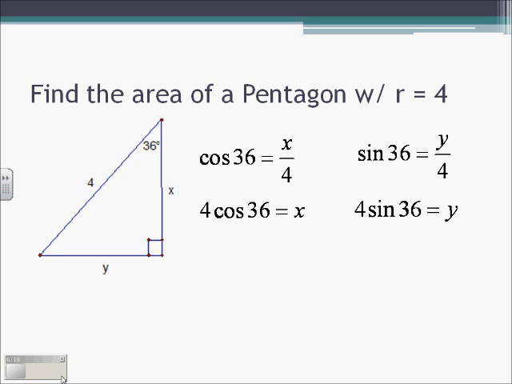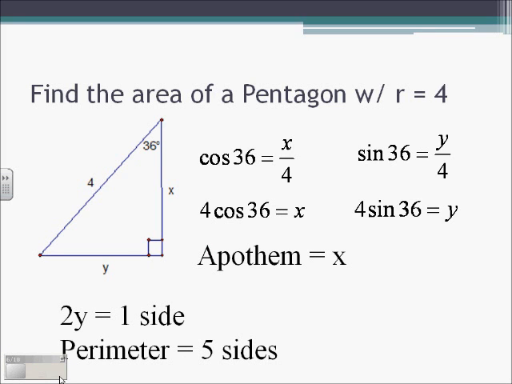Now, to find the perimeter of a pentagon, first off, we know that the apothem split our base into 2 equal parts. So if we multiply y by 2, we're going to have the length of the base of our pentagon. If we multiply that by 5, then we're going to have the total perimeter. We know our apothem is x, and 2 times y is going to equal one side. The perimeter has all 5 sides, so we'll multiply 4 times the sine of 36 by 2 and then by 5. Or in other words, our perimeter is going to equal 40 times the sine of 36.